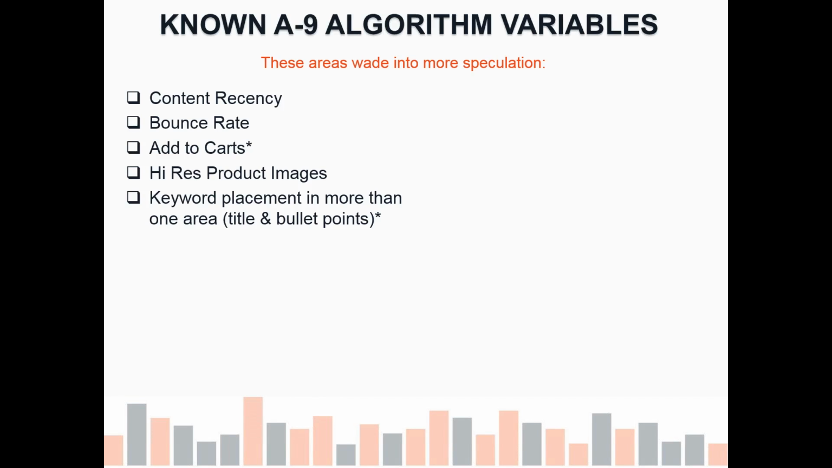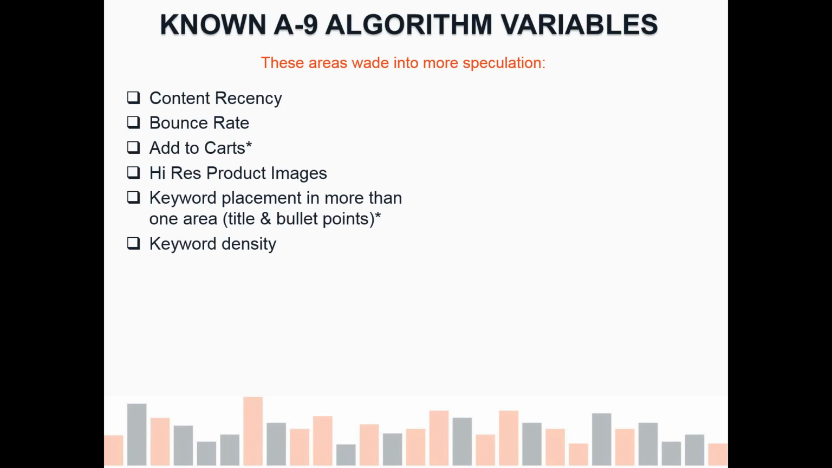Keyword placement in more than one area. So in our experiments, we have seen that if a keyword is placed in the title, in the bullet points, and in the description, then the product tends to rank better. However, we need to test this more, and we have had sellers tell us that they have not had any benefit from additional placement in different areas.